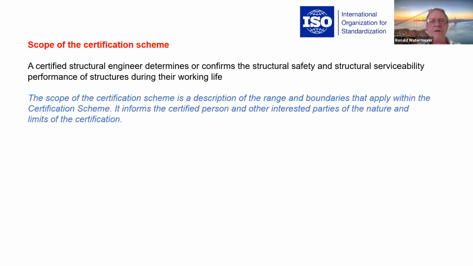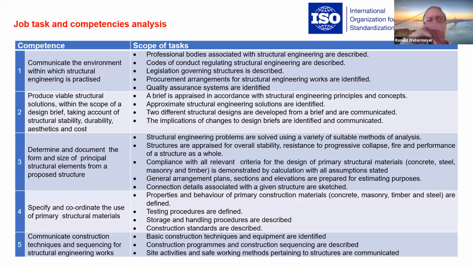The scope of the certification scheme would be: a certified structural engineer determines or confirms the structural safety and structural serviceability performance of structures during their working life. That's the scope. We could then go into the job, task, and competence analysis, and we have published with the list of structural engineers the 5 competencies. We have the scope of tasks, so people know how they're going to be assessed. The competencies are: communicate the environment within which structural engineering is practiced, produce viable structural solutions within the scope of a design brief, determine and document the form and size of principal structural elements, specify and coordinate the use of primary structural materials, and communicate construction techniques and sequencing for structural engineering works. So there you've got your competence criteria that you can assess people against.